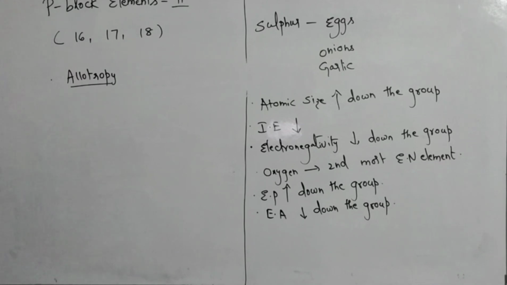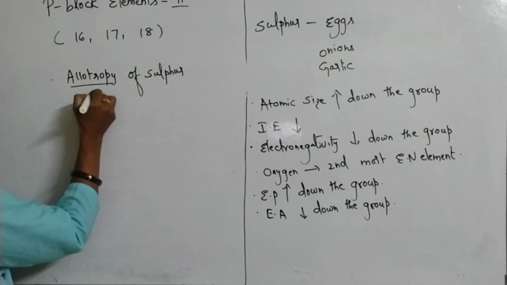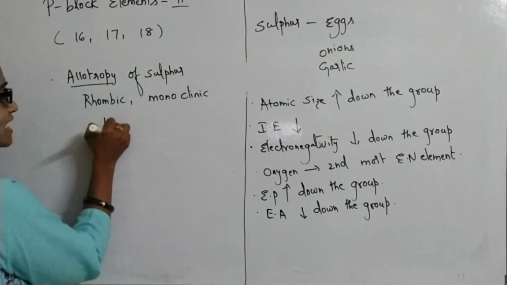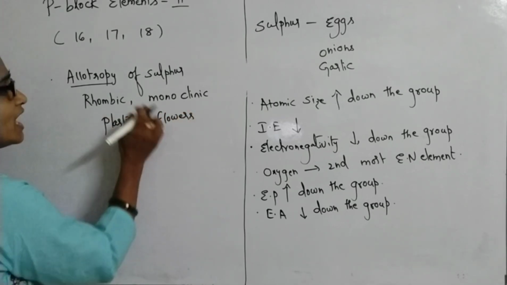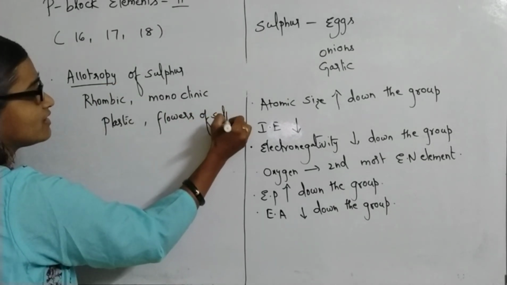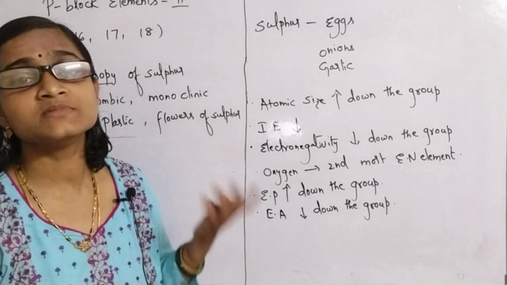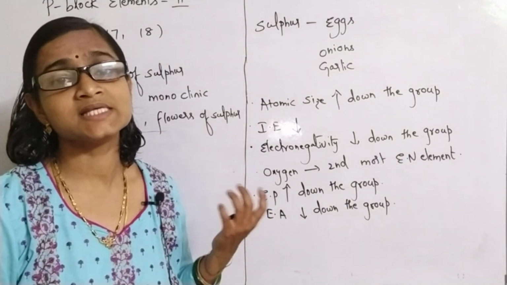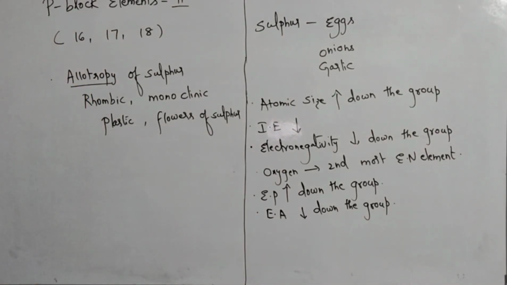So if you go for the allotropic forms of sulfur, what are they? Sulfur exhibits allotropic forms like what? Rhombic sulfur, monoclinic sulfur, plastic sulfur, and flowers of sulfur. Like that you have different allotropic forms of sulfur. If you are heating sulfur at different temperatures, then different allotropic forms of sulfur can be exhibited by that particular element. Sulfur's atomic number is what? 16. It's a yellow colored powder, a solid powder. It's a non-metal. It exhibits the properties of what?